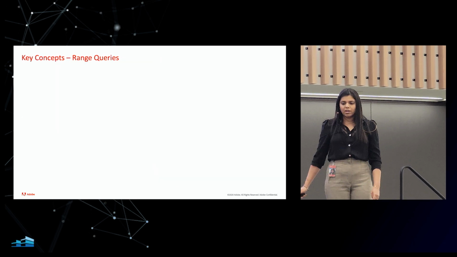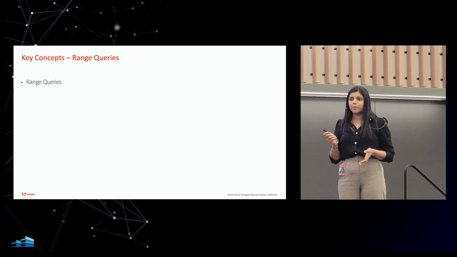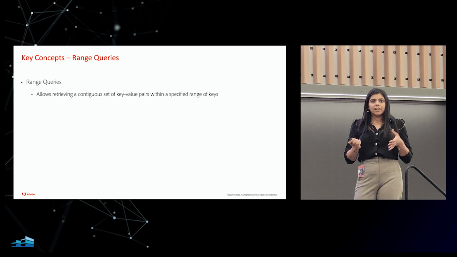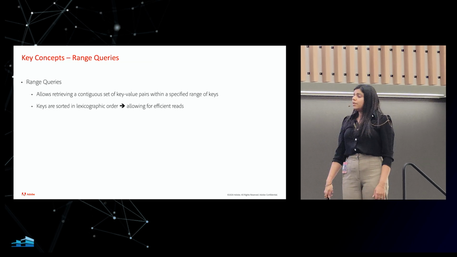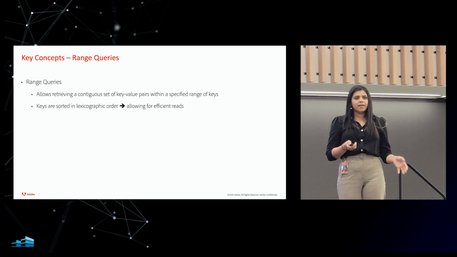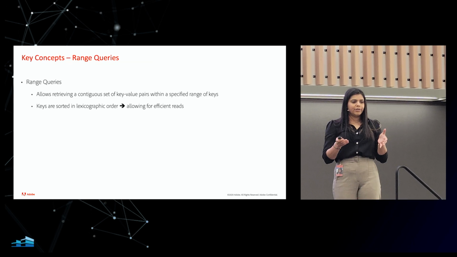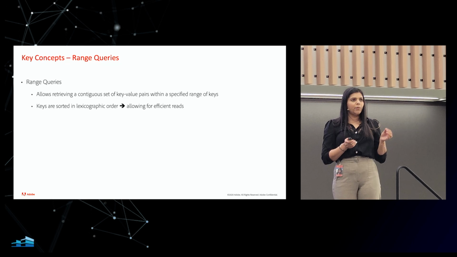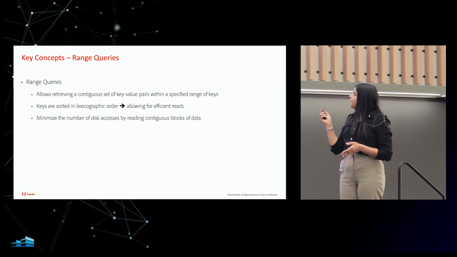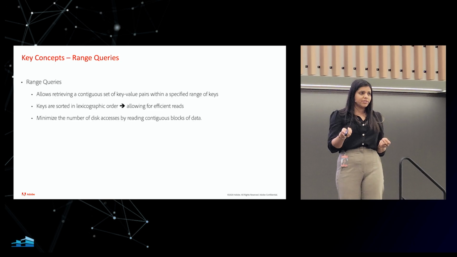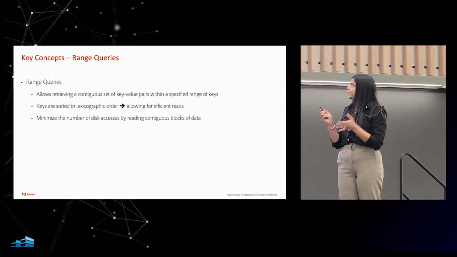All right, now let's talk about range queries. In FoundationDB, one of the most powerful features is range queries. It allows us to retrieve a contiguous set of key value pairs within a specified key range. As we learned in the slide before, keys are stored in lexicographical order based on their byte values. So when we retrieve values from a specific key range, we fetch the related keys together in a contiguous key block. This makes the retrieval very efficient and also minimizes disk access because we are retrieving the adjacent blocks and keys altogether.